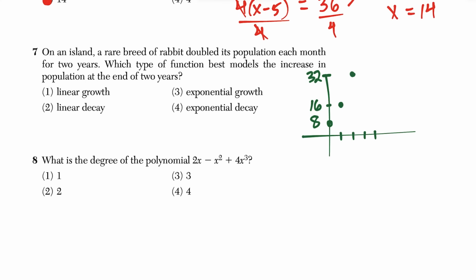So if I start to connect these now, notice it's not forming a straight line. It's going to form an exponential curve. So that's why here it would be exponential growth. Linear growth would be if the same amount of rabbits are added to the population each month. But the fact that it's doubled tells us that it's increasing at an exponential rate. Okay, and it's not decay because the population is not dying off. The population is growing. So choice 3 is our answer.